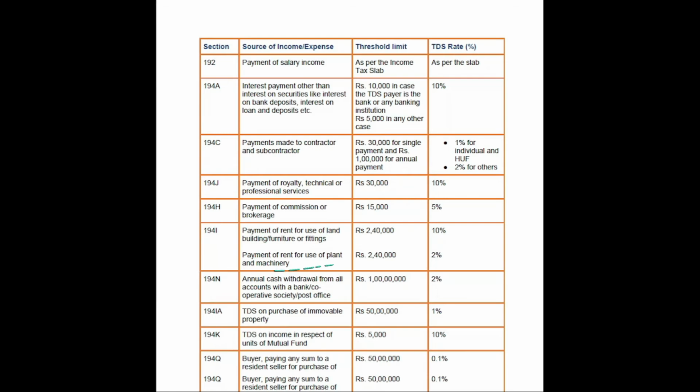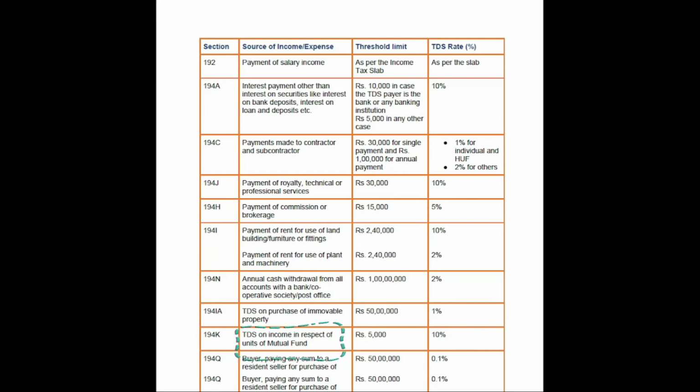194N, annual cash withdrawal from all accounts with a bank or cooperative society or post office. The threshold limit is 1 crore and the TDS rate is 2%. Now coming to some of the newer and important sections. This includes 194IA, that is TDS on immovable property. The threshold limit is 50 lakhs and the TDS rate is 1%.